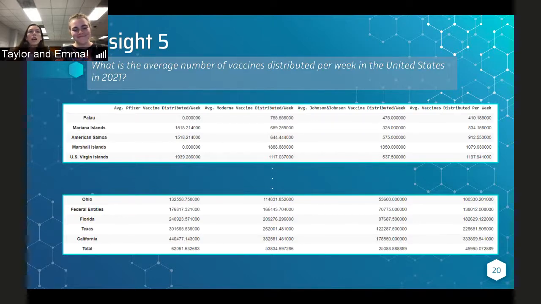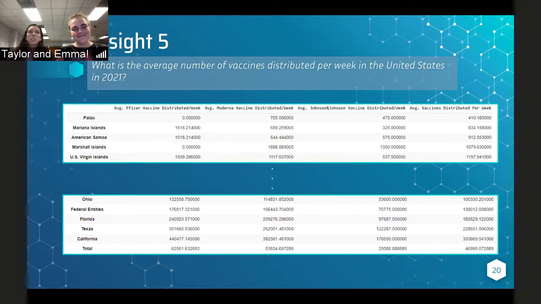So we predicted that the higher populated states would have more vaccines distributed to them on average, and states and territories with smaller populations would receive less. From our data analysis, we found the 5 areas that receive the most vaccines on average, which you can see on the slide, with California being the largest, and the 5 areas that receive the least amount of vaccines on average, with Peru being the smallest. This supports our hypothesis and makes sense because states with higher populations need more vaccines to supply their population, while areas with lower populations need less.